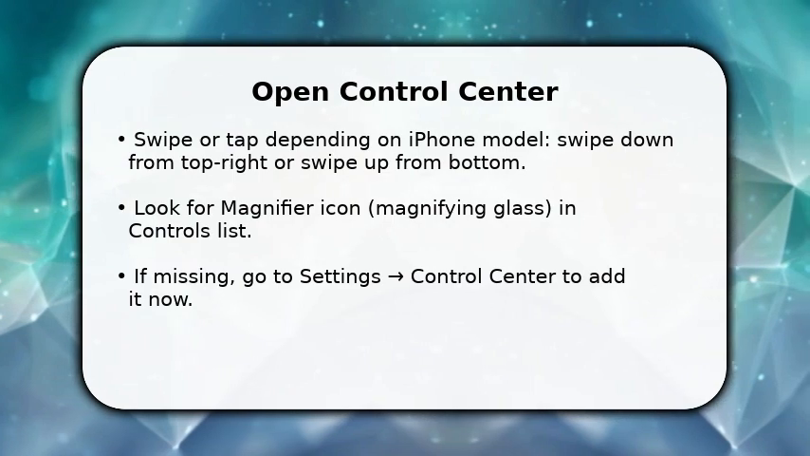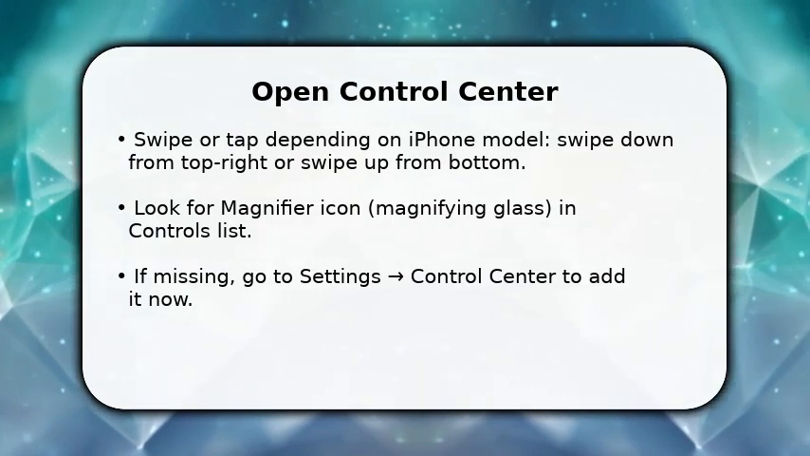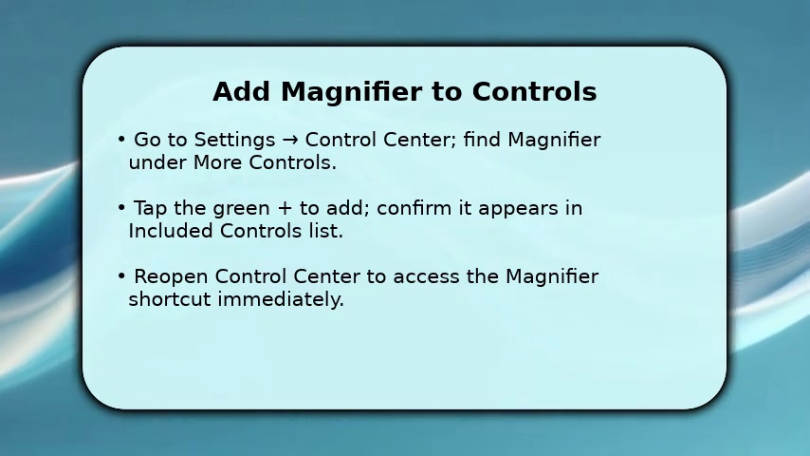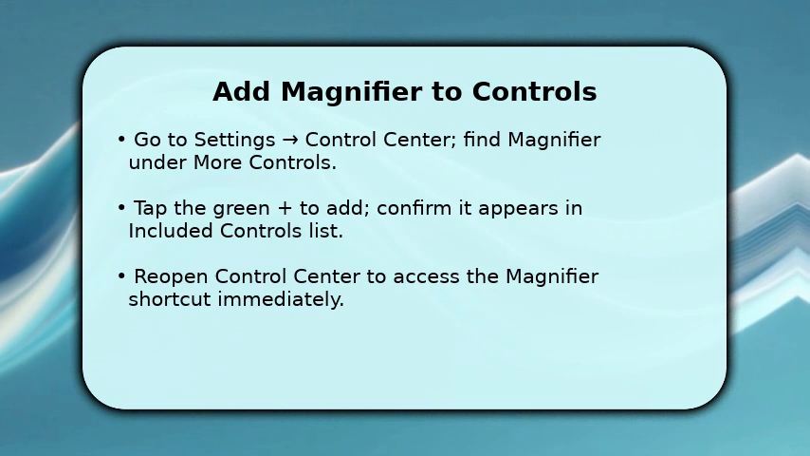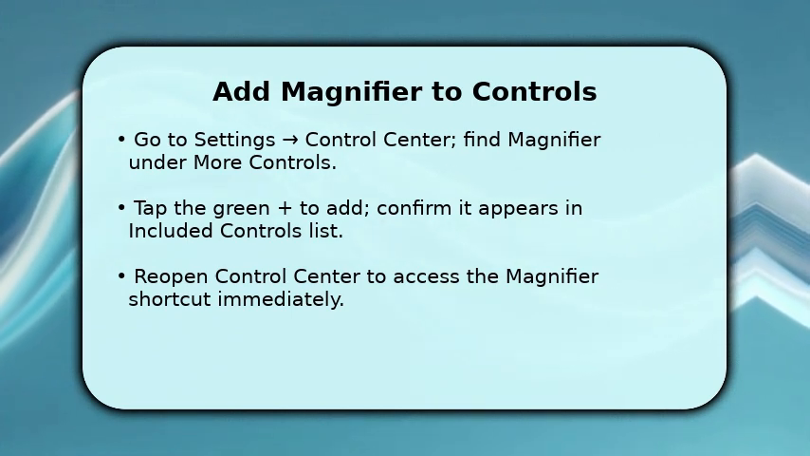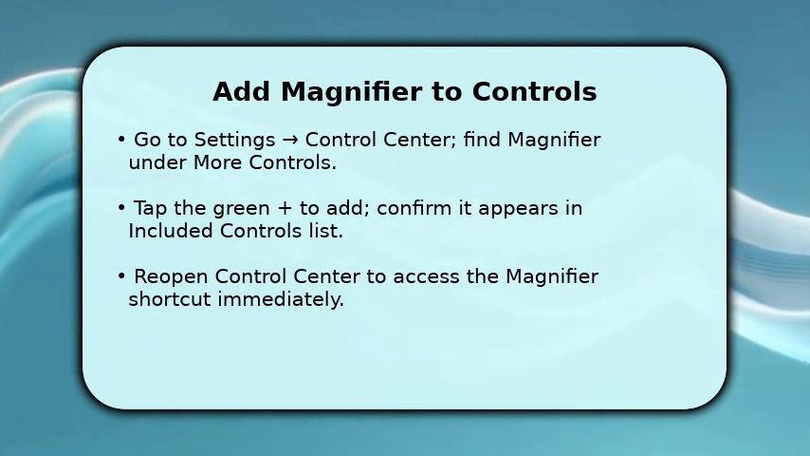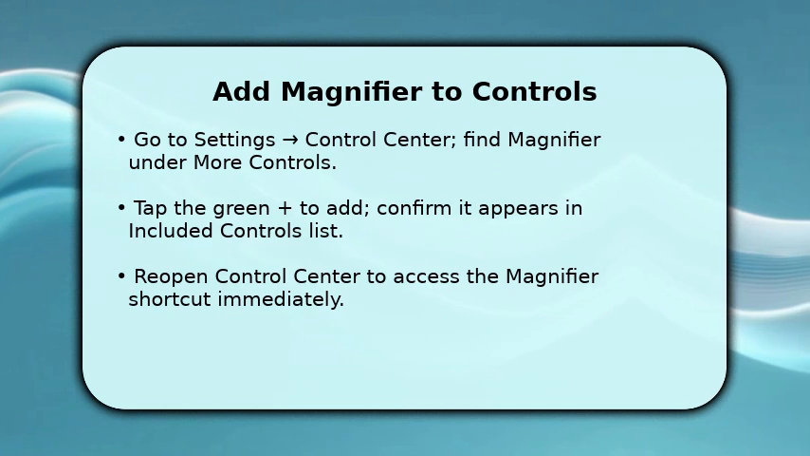You now add magnifier so it's accessible anywhere. Open Settings, choose Control Center, and locate magnifier under More Controls. Tap the green plus to include it. Doing this puts it in Included Controls and places the icon in Control Center, so you won't need to launch the camera app or accessibility menu.